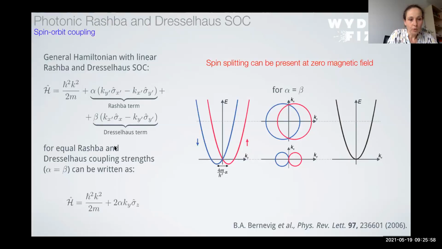I would like to simplify this approach a little bit, and let's put the Rashba and Dresselhaus terms equal. That gives us a very simple Hamiltonian that splits the circularly polarized modes only in one direction. In this one direction, we have two parabolas that are shifted in momentum space. One is sigma plus polarized, the other is sigma minus polarized. But in the perpendicular direction in momentum space, this is a single parabola.